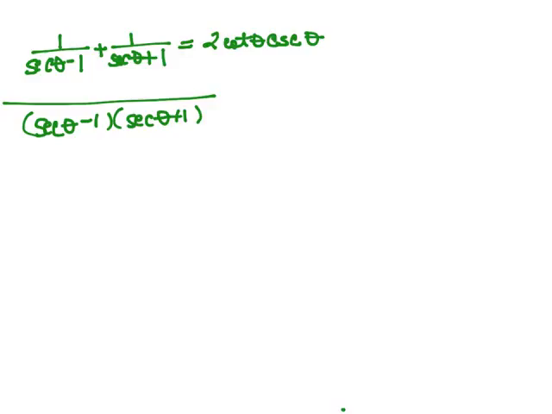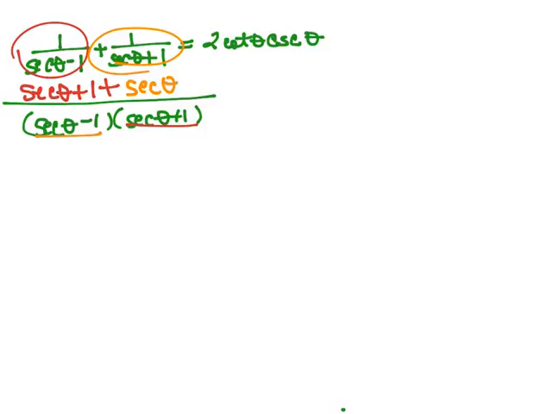So if I look at my first term, it already had a denominator of secant theta minus 1. I had to multiply by secant theta plus 1 in the denominator, so I have to multiply by that in the numerator as well. And 1 times secant theta plus 1 is secant theta plus 1. For my second term, I had a secant theta plus 1, and so I have to multiply by secant theta minus 1. And if I multiply 1 times secant theta minus 1, I'm going to obtain secant theta minus 1. So now in my numerator, I have secant theta plus 1 plus secant theta minus 1.